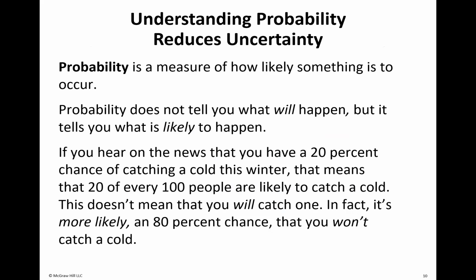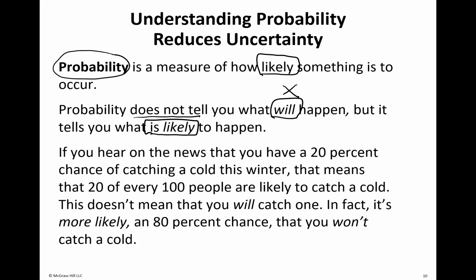There is some terminology that we also have to learn in science, for example, probability. So what is probability? Probability is the measure of how likely something is to occur or happen. This probability does not tell what will happen. It is not telling what will happen, but it will tell what is likely to happen. So this is kind of a prediction of what is likely to happen.